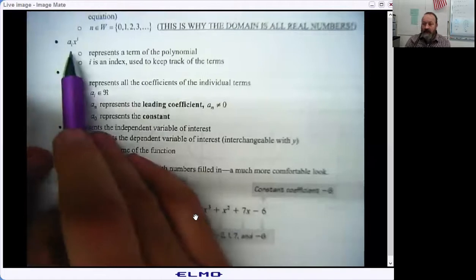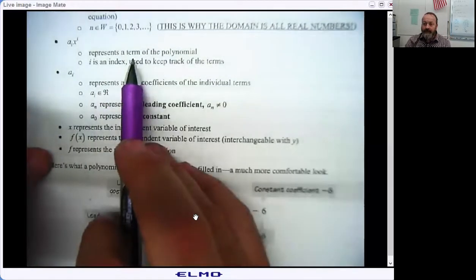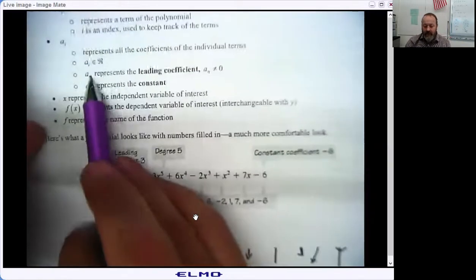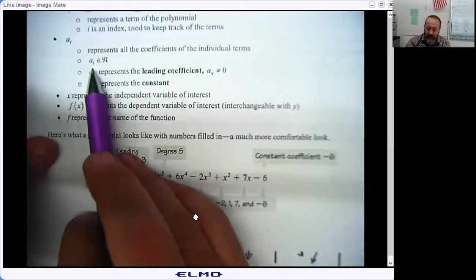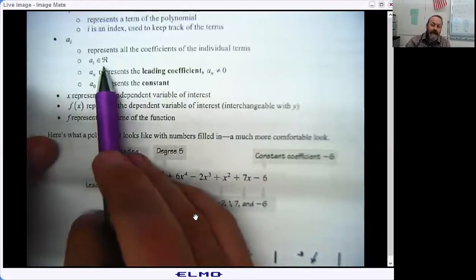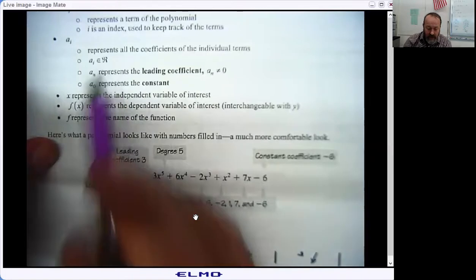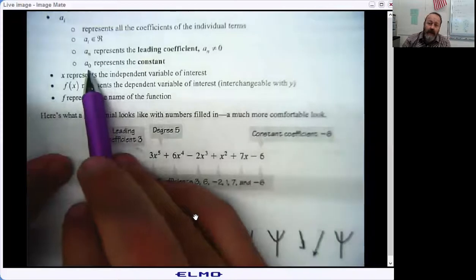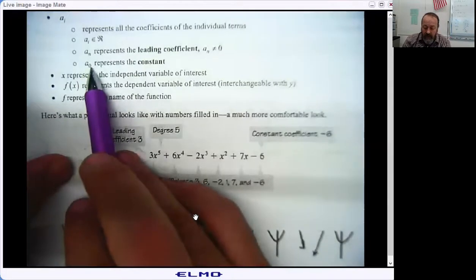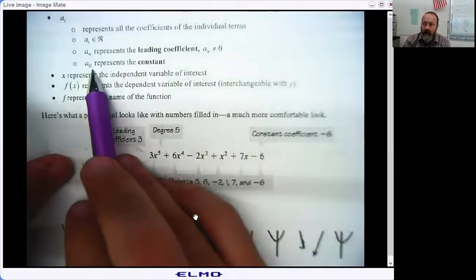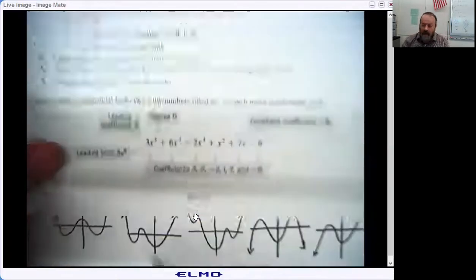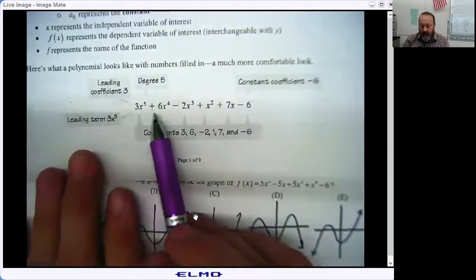Each one of those pieces is considered a term, and each little subscript is called an index, which is used to track them. Those leading numbers, the a's that we talked about, could be any real number at all. They could be negative, positive, fractions, irrationals, anything we want. The very last one is always weird to people, but remember, the subscript goes with the exponent. So this is a sub 0, x to the 0. But since x is raised to the 0 power, it would be 1. Putting it all together, this is what a polynomial function looks like.